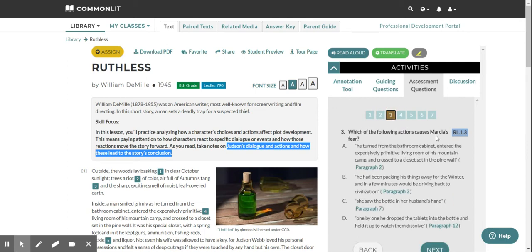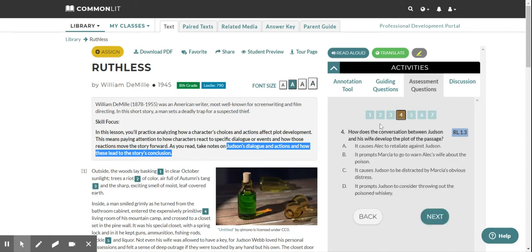Which of the following actions causes Marcia's fear? Well, you'll have to definitely look those up. That should be an easy question. You should be able to find that answer. Number 4, how does the conversation, dialogue, between Judson and his wife develop the plot of the passage? So when Judson and his wife are talking to each other, make sure that you're paying attention to what they're saying and how it moves the story, it moves the plot.